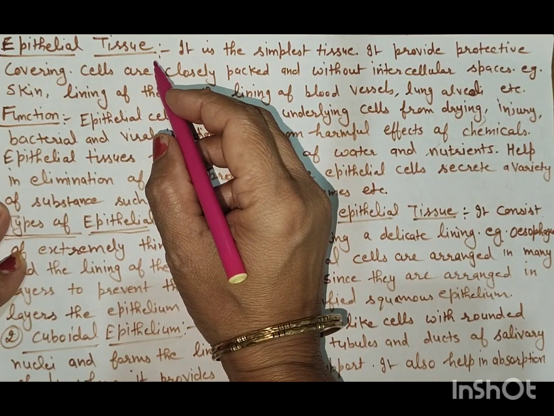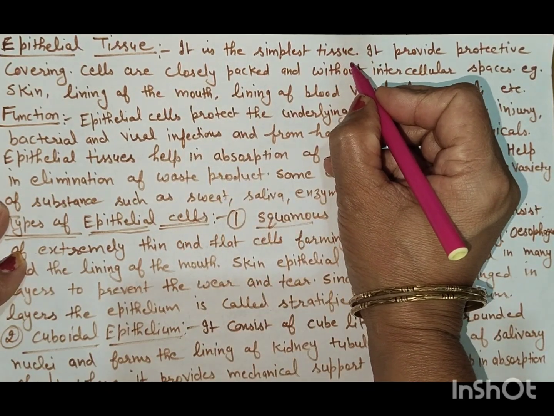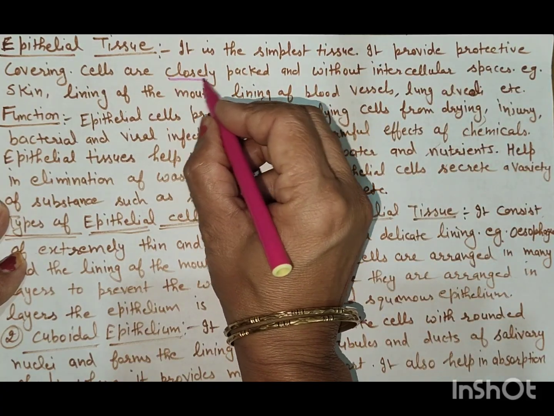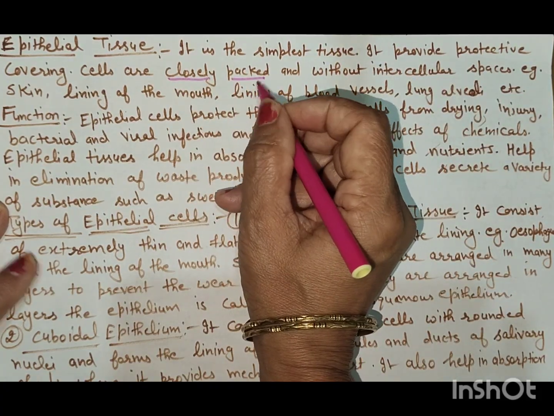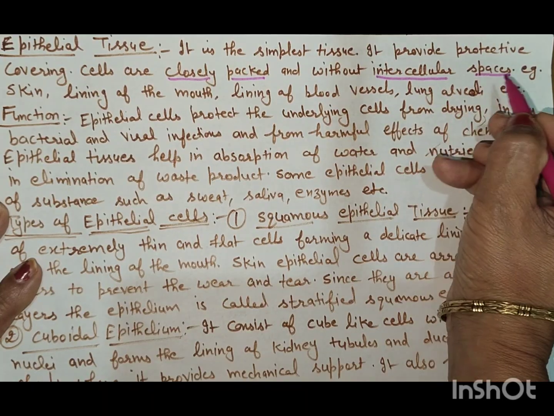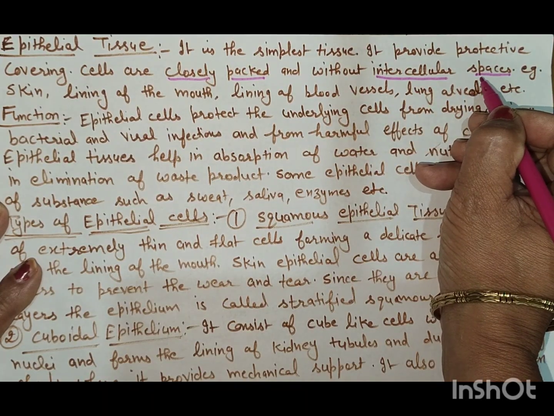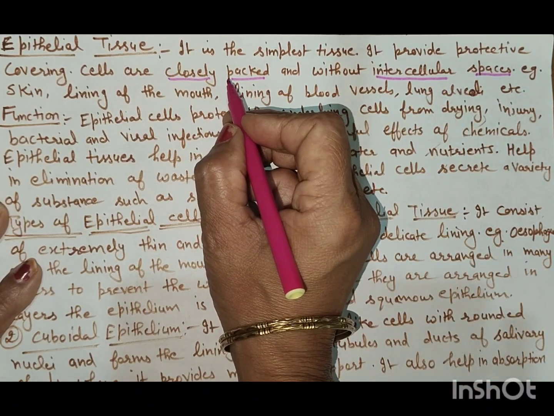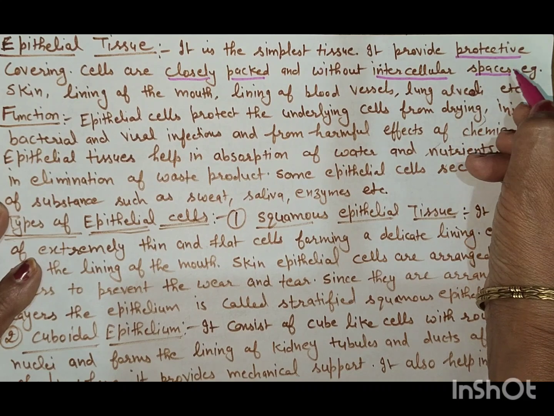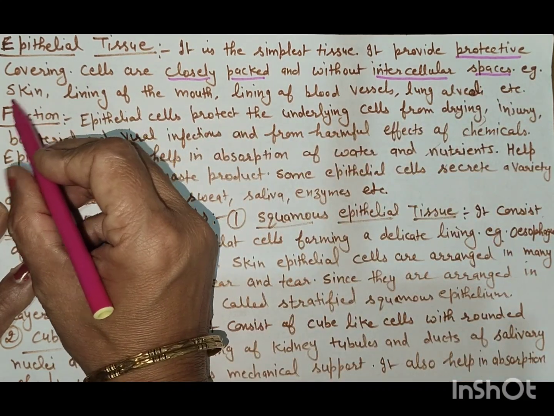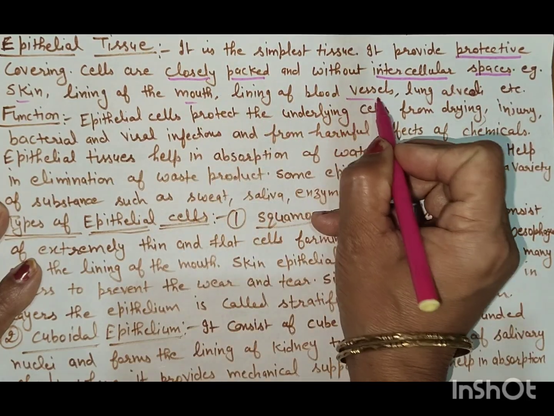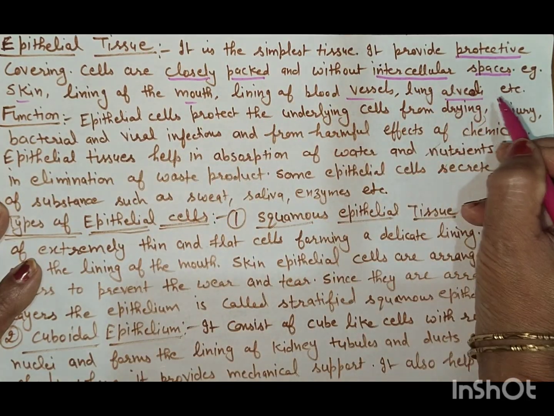Next is epithelial tissue. It is the simplest tissue. It provides protective covering. The cells are closely packed and without intercellular space. They have no space between the cells, and that's why it acts as the protective covering. It is found in the skin, lining of the mouth, lining of the blood vessels, and lung alveoli.